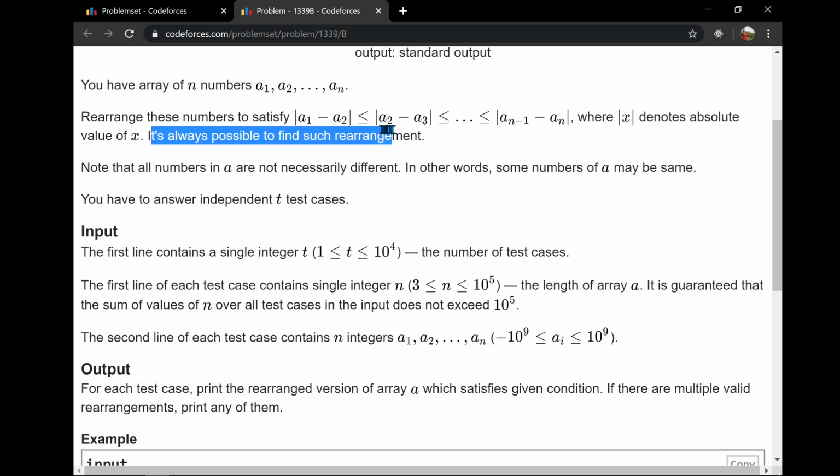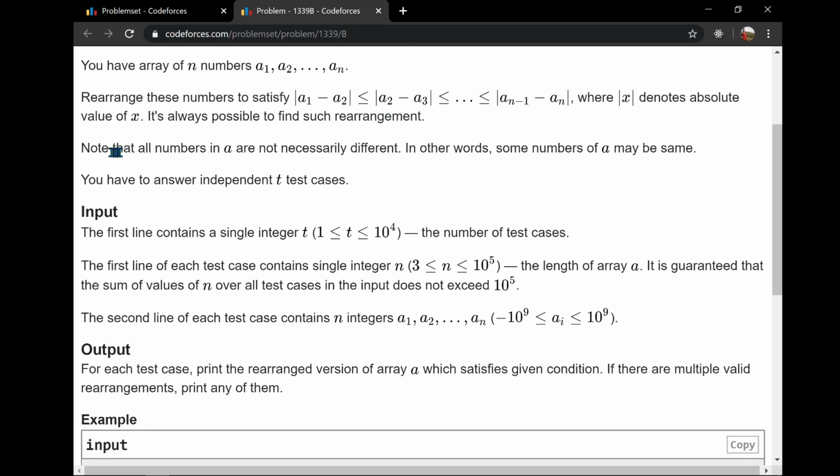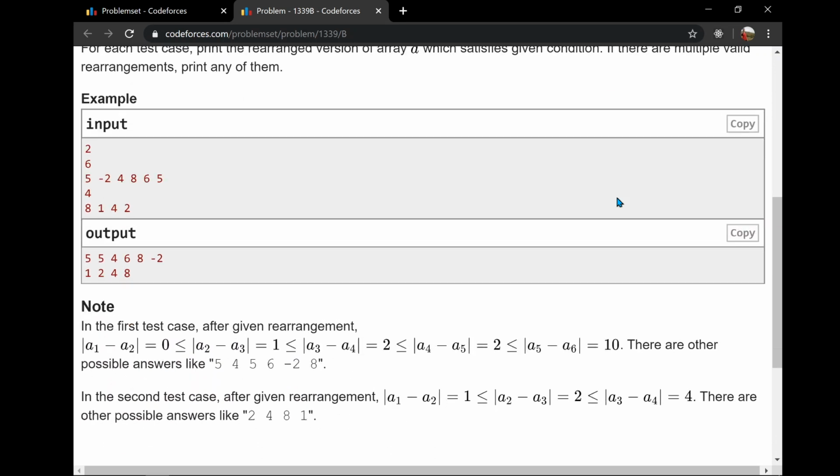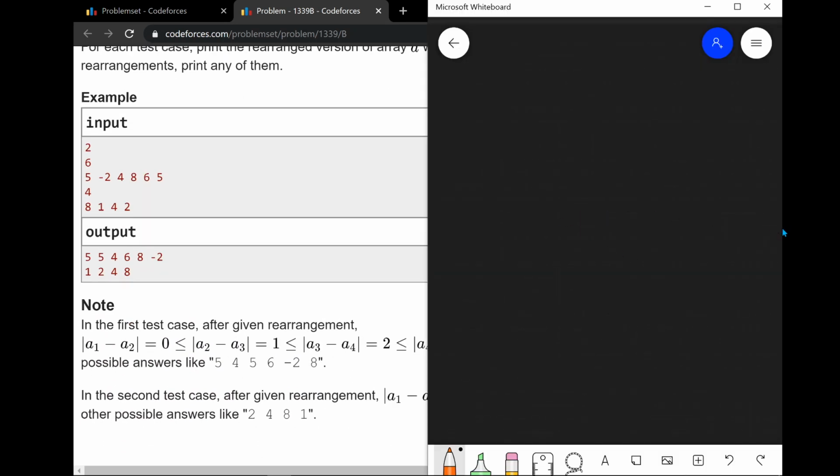So this is something I think is important, and it is always possible to find such an arrangement. Note that all numbers are not necessarily different. Okay, so now let's see how it is done. So 5 minus 2, 4, 8, 6, 5. Okay, minus 2, 5, 5, 6.